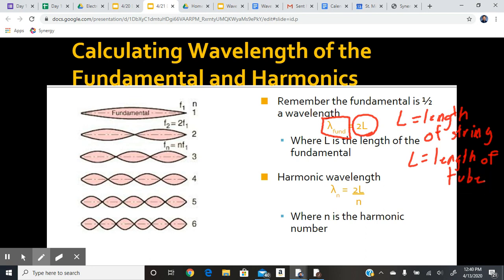Okay. And then your harmonic wavelength, if you're trying to find a specific wavelength for any given harmonic, you're going to take 2 times the length of the string and then divide it by whatever harmonic number it is. All right, and I'll show you what those look like here in a second. And I think he did a pretty good job of explaining that in the video too.